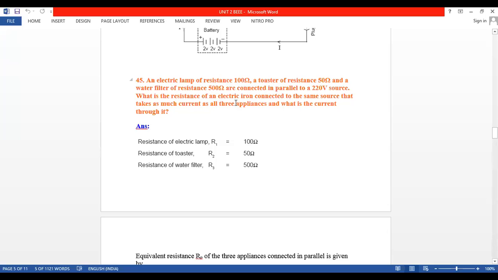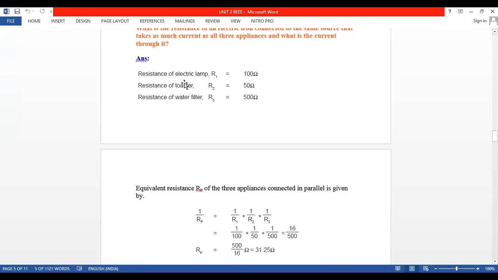What is the resistance of an electric iron box connected to the same source, which takes this much current? Okay. Now all of you, we must write the resistance of the lamp, resistance of the toaster, resistance of the water heater. Okay. What are the given quantities? First we have to write.